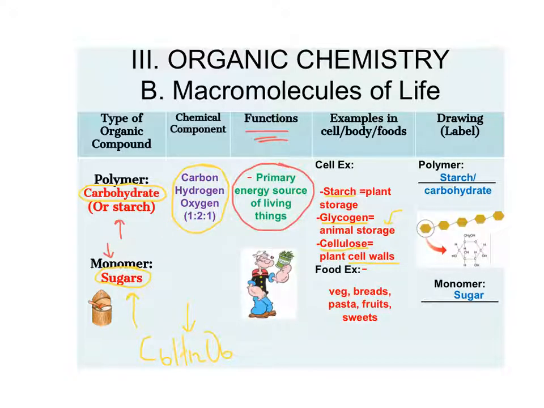But just to be clear, what you need to know is that carbohydrates are the polymer, the macromolecule. They're made by bonding a bunch of sugar molecules together, like that one and that one and that one. You keep bonding a bunch of sugars, you get a carbohydrate. And also know what its function is. Its function is the primary source of energy for living things.